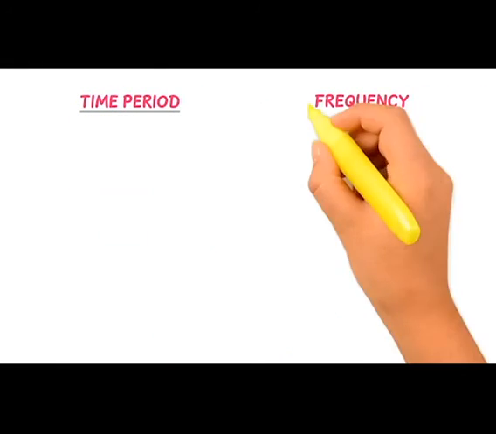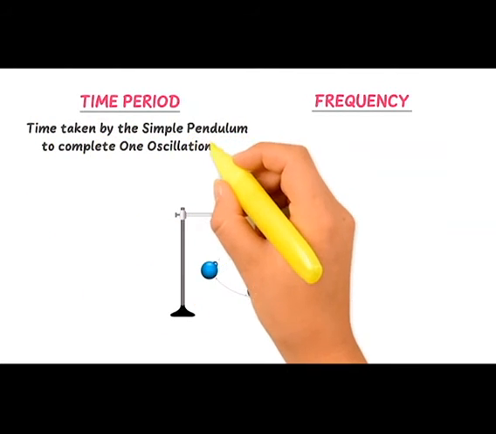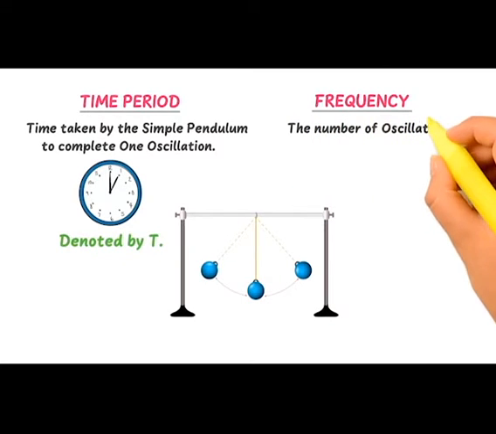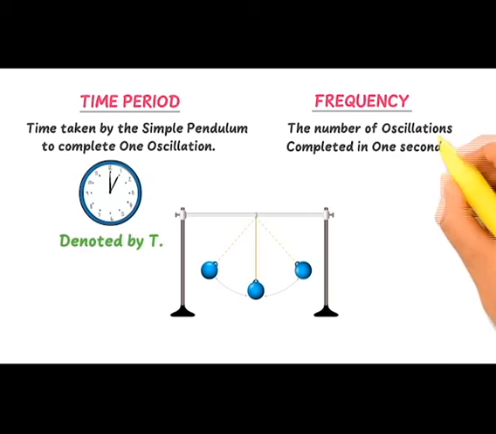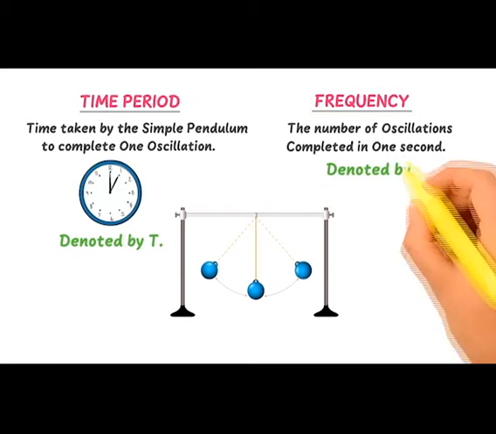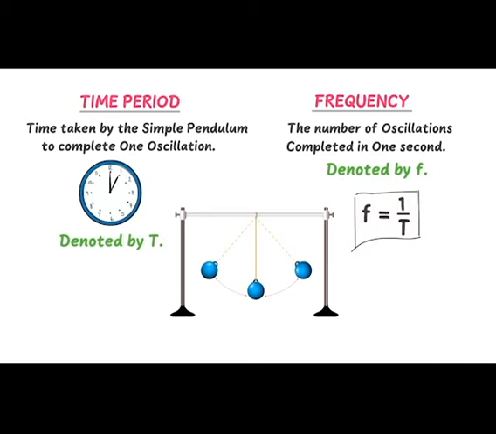So now let us see the relation between the time period and the frequency. As we know, time period is the time taken by the simple pendulum to complete one oscillation and it is denoted by the letter T. And frequency is the number of oscillations completed in 1 second and it is denoted by the letter f. And therefore we conclude the relation between them. f is equal to 1 by T.